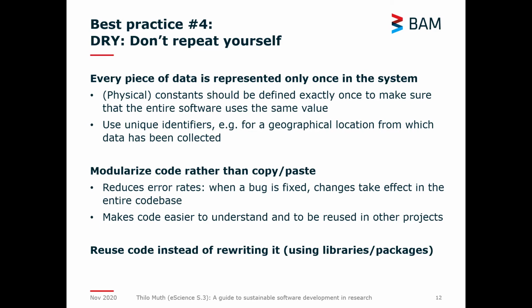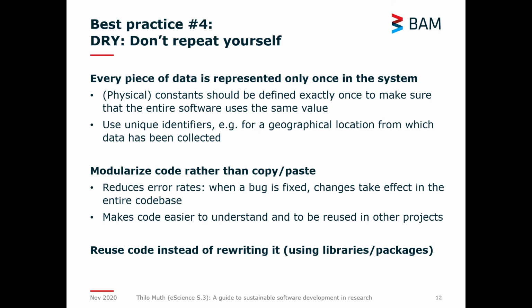DRY: don't repeat yourself. Very, very crucial. Every piece of data should be represented only once in your system, right? Try to avoid redundancy. For example, physical constants should be defined exactly once, in the best case at the beginning of your code, so they are easy to find, and when you want to change them, you can find them easily. But you define them exactly once to make sure that your whole software uses the same value. Try to also use unique identifiers, for example, for geographical locations from which data has been collected.